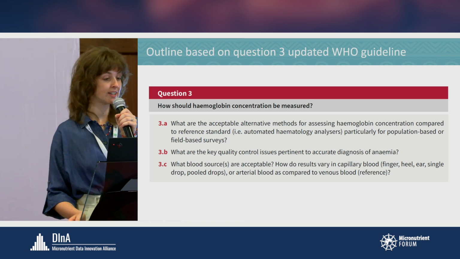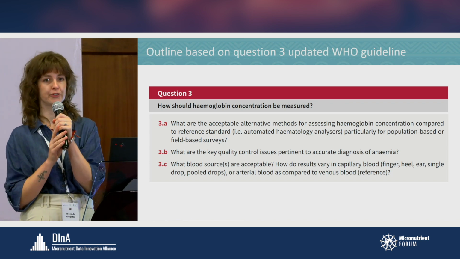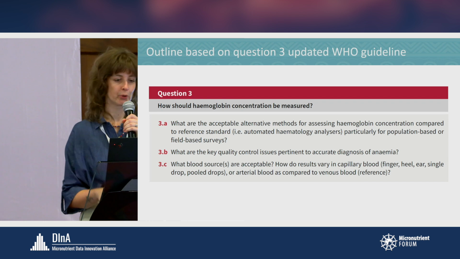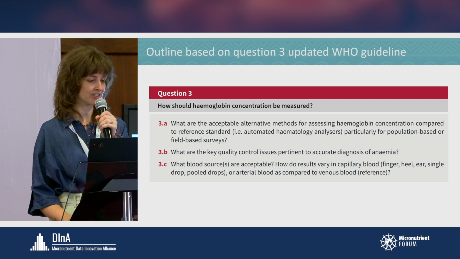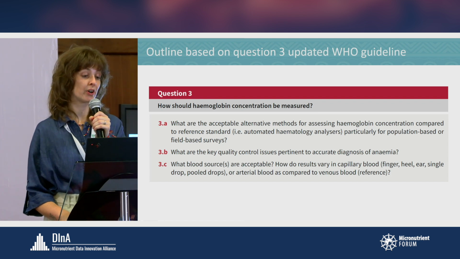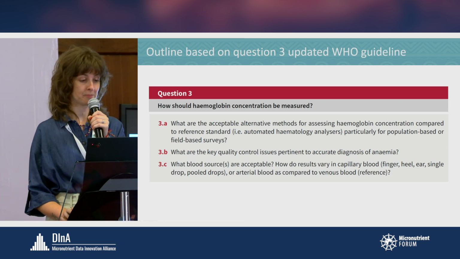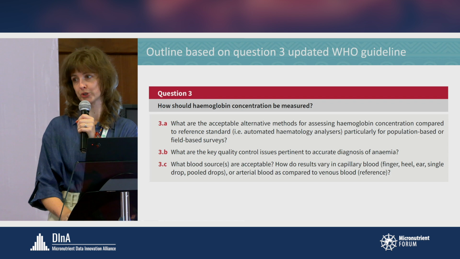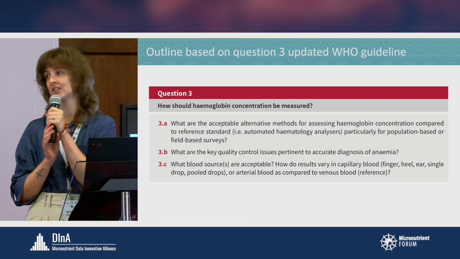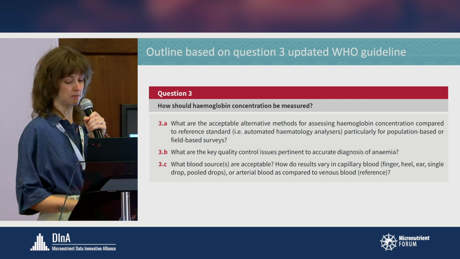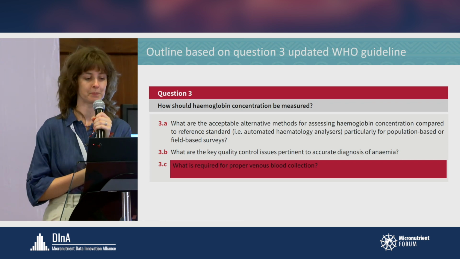The working group came up with three questions which are mentioned in this brief. The first one is, what are acceptable alternative methods for assessing hemoglobin concentration compared to reference standards? The second one is, what are the key quality control issues for accurate diagnosis of anemia? And the third one is, what blood source to use? That's something Lisa will touch on later. I added one further question: what is required for proper venous blood collection?